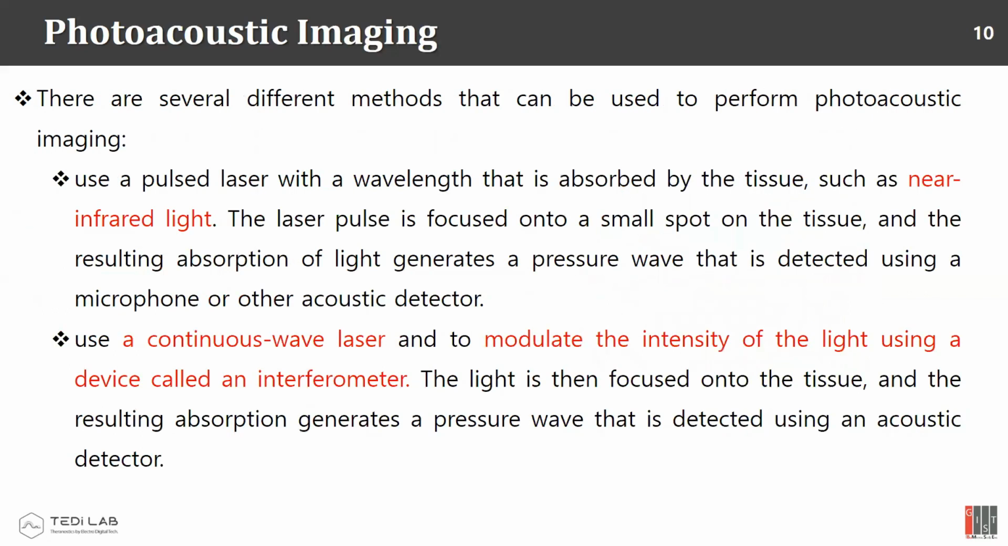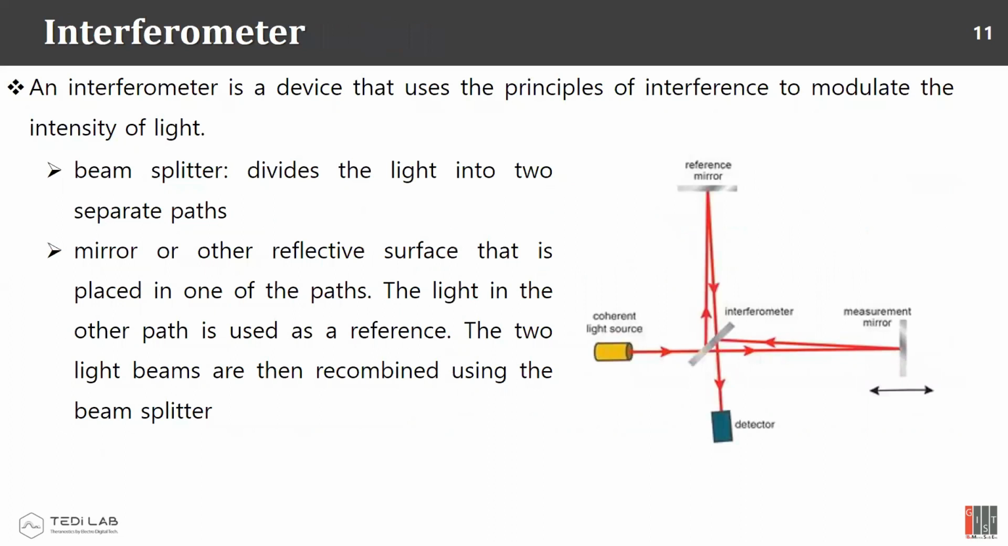One common method is to use a pulsed laser with a wavelength that is absorbed by the tissue being studied, such as near-infrared light. The laser is focused on a small spot on the tissue, and the resulting absorption of light generates a pressure wave that is detected using a microphone or other acoustic detector, and the location and amplitude of the pressure wave can be used to create an image of the tissue.